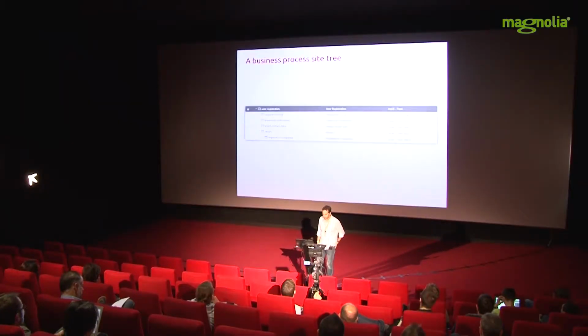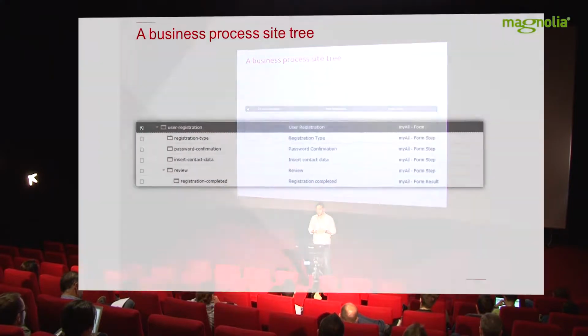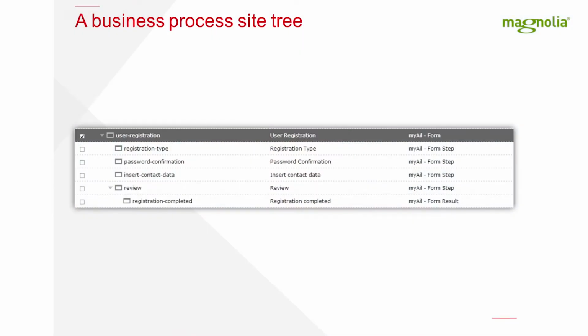Just to make an example, this is another business process, the user registration. We collect every process in a single site tree. So we have a start page, then some steps: a registration type here, password confirmation, insert contract data, and so on. The final step is a review, and there is a thank you page.